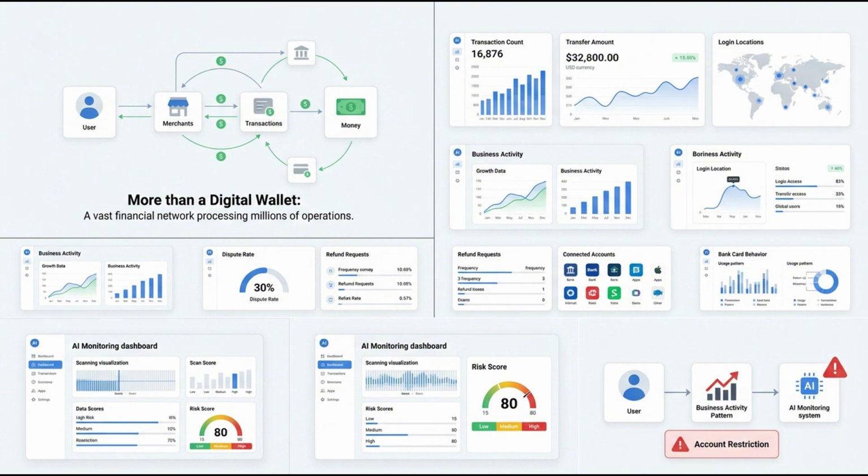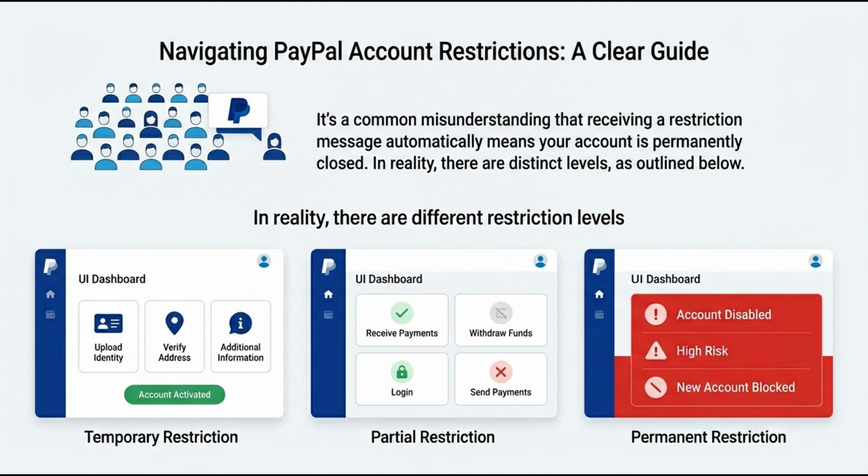This brings us to the concept of account restriction. Many users think that any message from PayPal means their account is closed, but that's not the case. There are several levels of restriction. The first type is called a temporary restriction, and this is the most common one. In this case, PayPal requires actions from you, such as identity upload, address proof, or additional information about your activity. Once requests are fulfilled, the account is often reactivated.